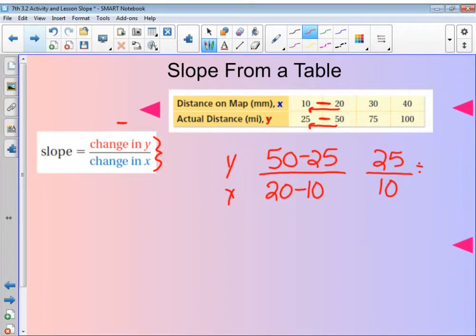So 5 would go into each of these, which is going to give me 25 divided by 5 is 5. 10 divided by 5 is 2. My slope would be 5 over 2.